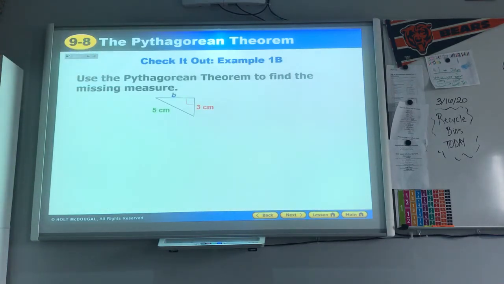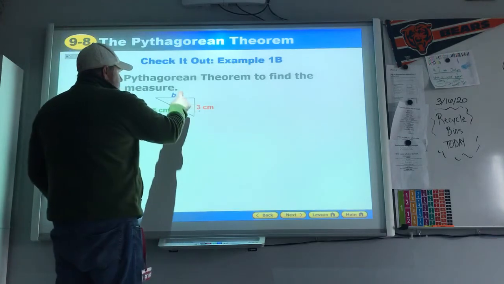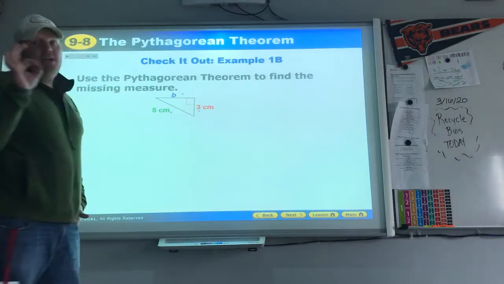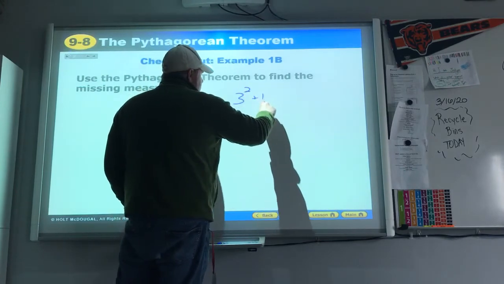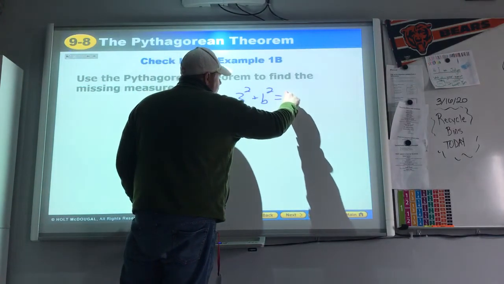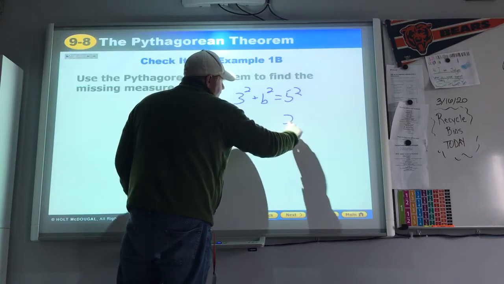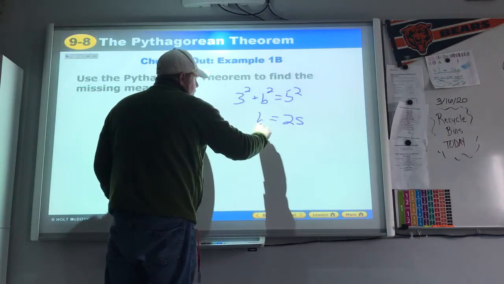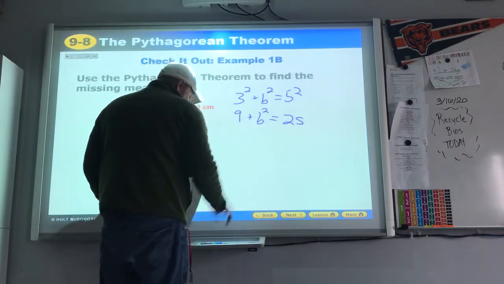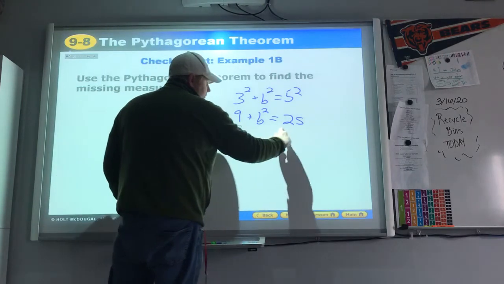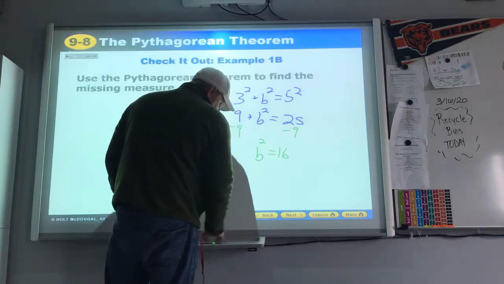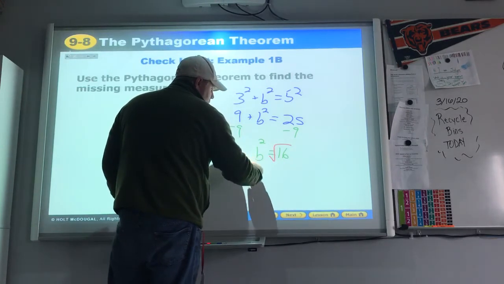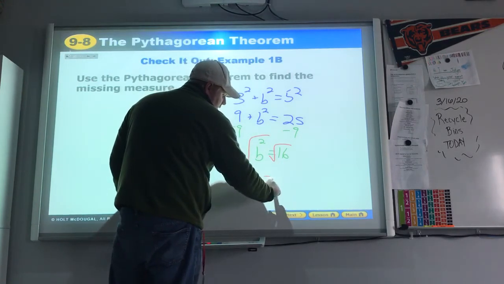Now, we have these again. I see A, I see B, I see C. Might be good to identify these first. 3 squared plus b squared equals 5 squared. 25 equals b squared plus 9. Minus the 9, b squared equals 16. Square root of 16, b equals 4.